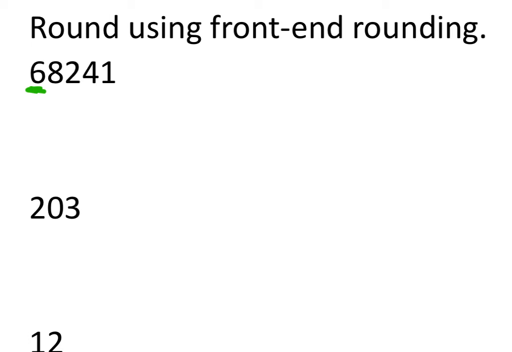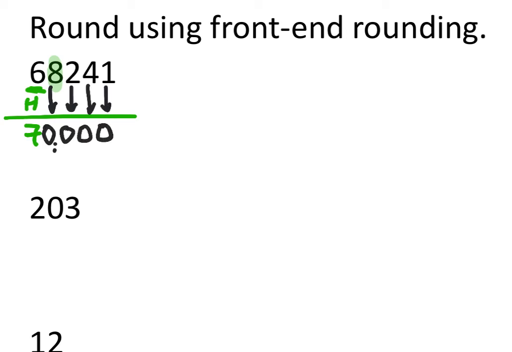And so I got a 6. That is the 10,000s place value, if you were curious. And I looked to the right, and I got an 8. Boom. So that 8 in the 1,000s place value is 5 or more, which means for the 6 in the 10,000s place value, I'm going to have to add 1 there. So I get 6 plus 1, which is 7. And then once again, any place value to the right of our front end becomes a 0. So that's 1, 2, 3, 4 zeros, which is 70,000. So 68,241, front end rounded, becomes 70,000.